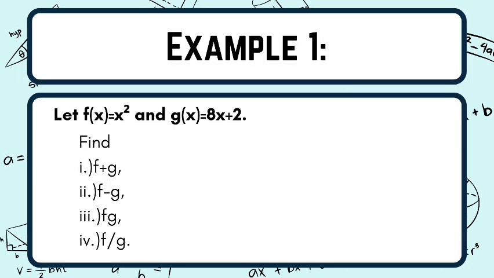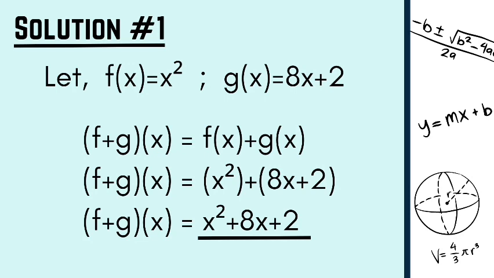So here are some examples. Example number 1. Let f of x be equal to x squared and g of x be equal to 8x plus 2. Now find f plus g, f minus g, fg, and f over g. So let's go to the solutions. First is f plus g of x, which is equal to f of x plus g of x.